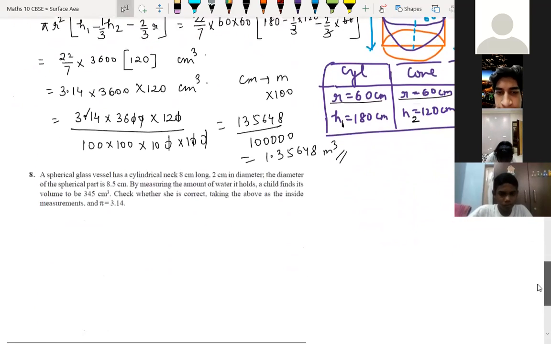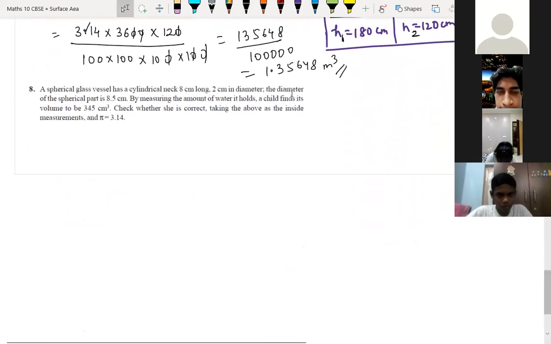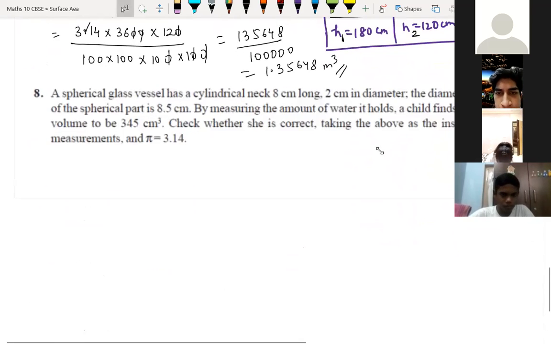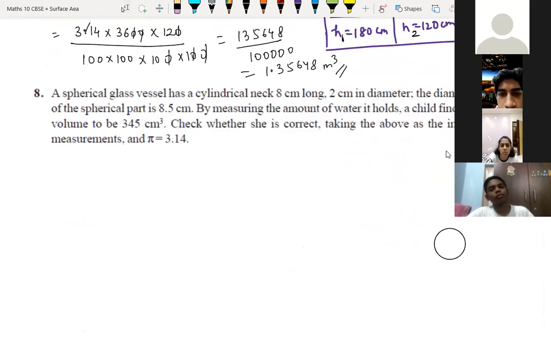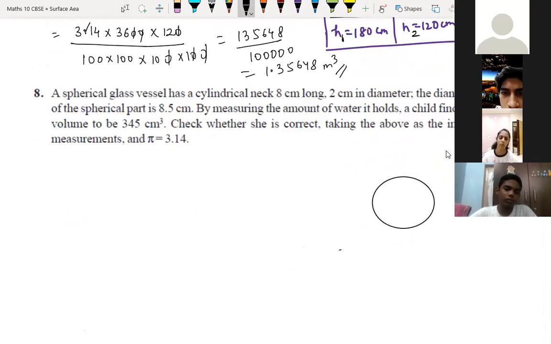Move to the next sum, that is question number 8. Last sum of the exercise. A spherical vessel. Spherical matlab round shaped vessel. Okay. A spherical vessel has a cylindrical neck. This is having one cylindrical neck. This is like a cylindrical neck. A spherical glass vessel has a cylindrical neck.